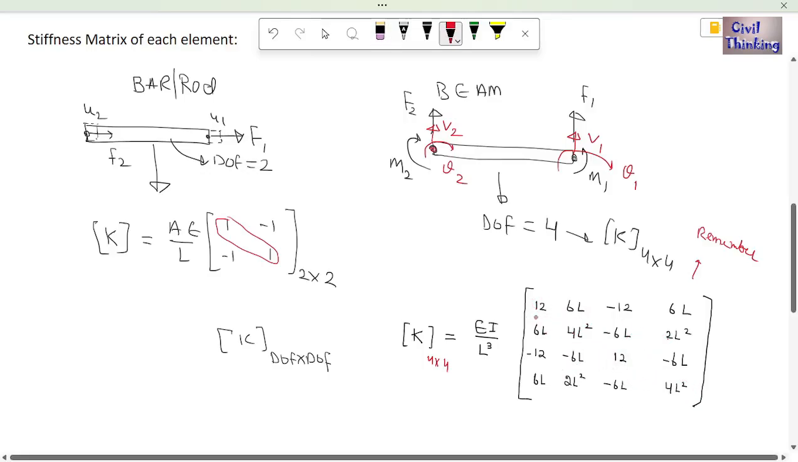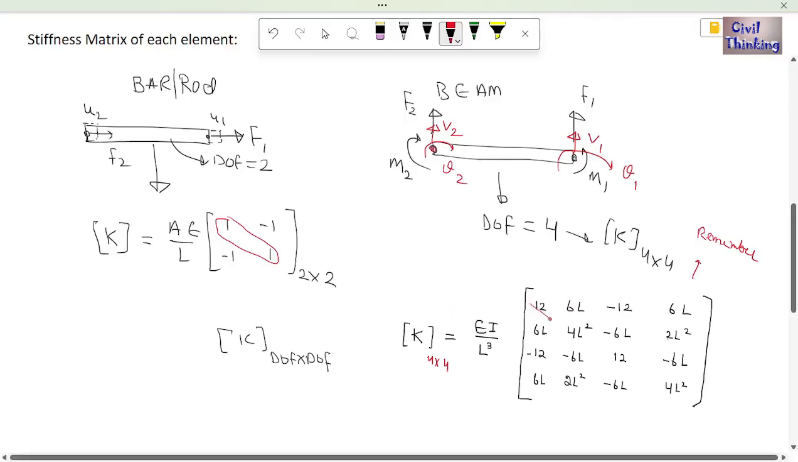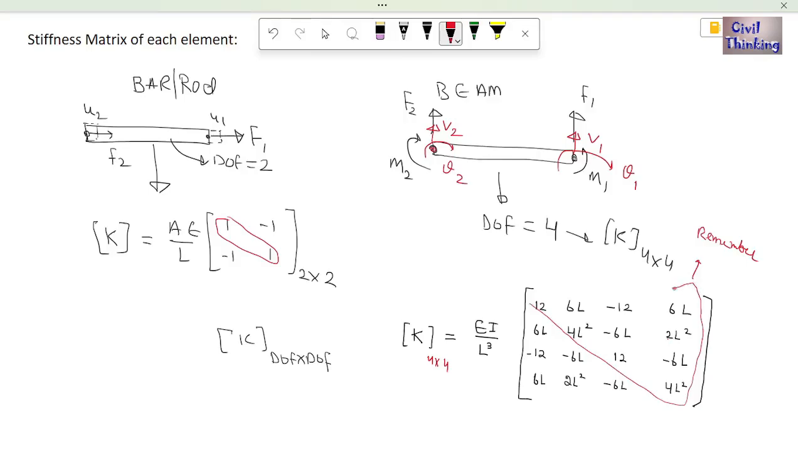Anyways, I don't think this should matter much, okay? Because you are going to remember it as 12, 6L, minus 12, 6L, 6L, 4L square, okay? Then maybe you have to remember only half of this, okay? You can remember only half of this, because the other half is the mirror image, right? Here it is minus 12, here it is also going to be minus 12, okay? Here it is minus 6L, here it is minus 6L, okay? Because it is symmetric, it is a mirror image about the diagonal. So at least you can remember only half of this, okay? So let us move on.